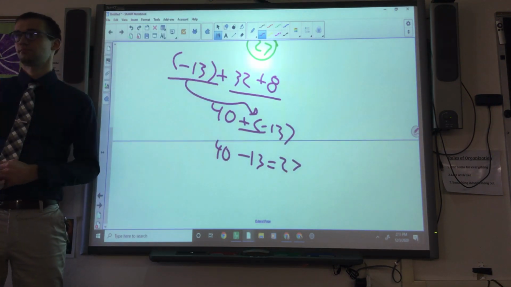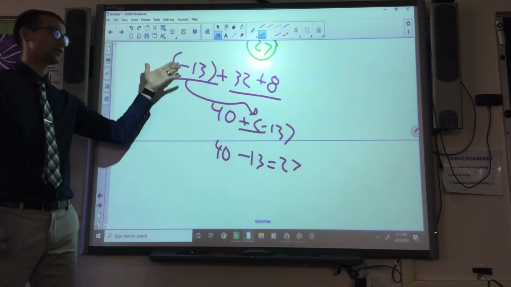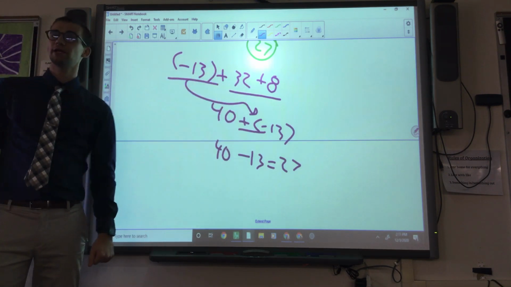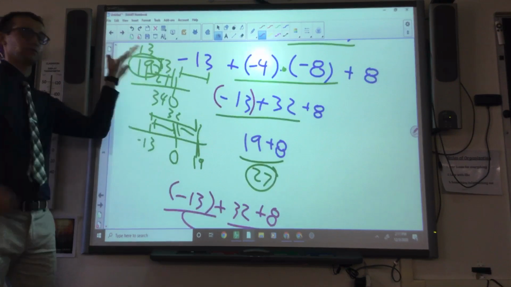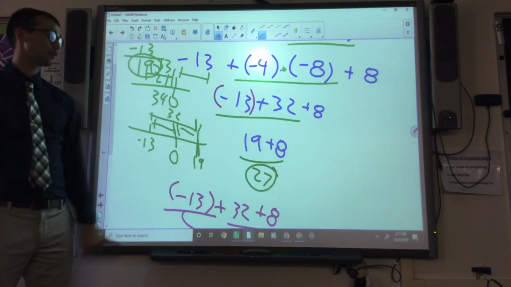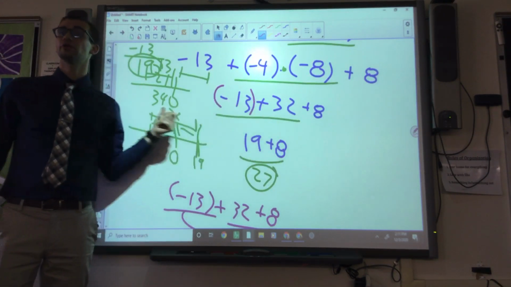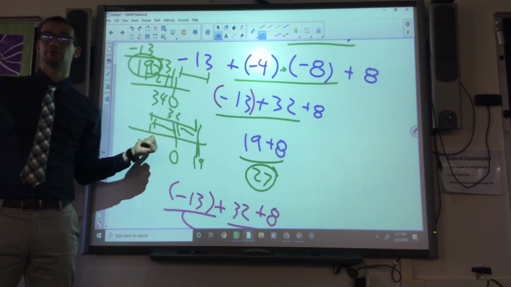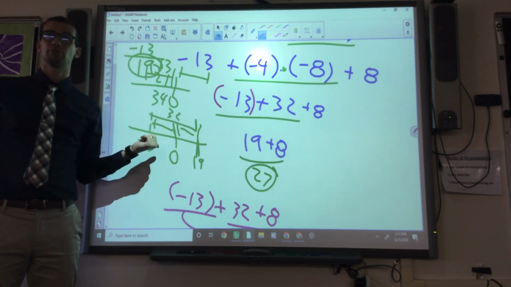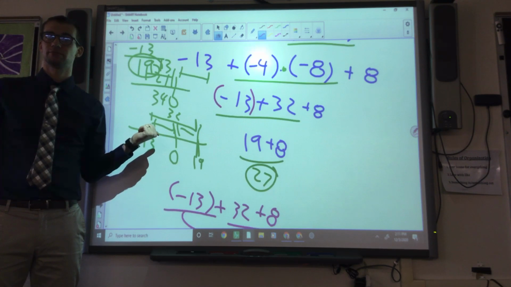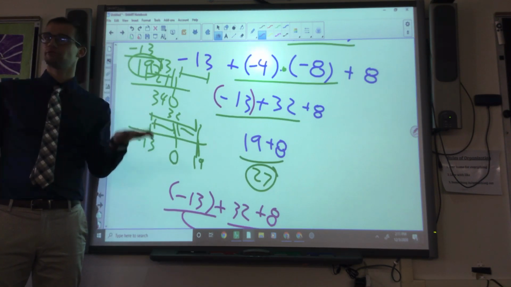Now, if you're like, hey, I don't really want to have to deal with the commutative property, and I want to stick with this, you can stick with this. If you do, when you get things like negative 13 plus 32, you're going to have to use the number line in some way, shape, or form. You're going to have to redo it if you don't get it right.